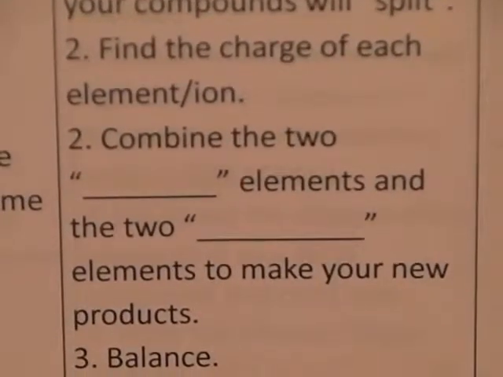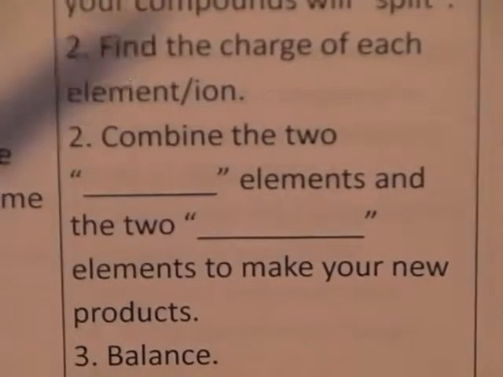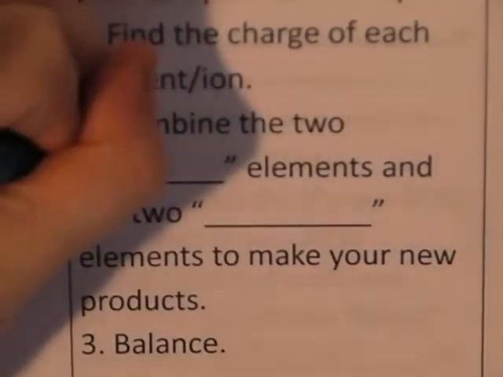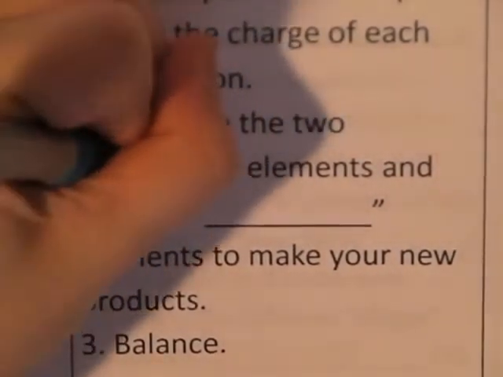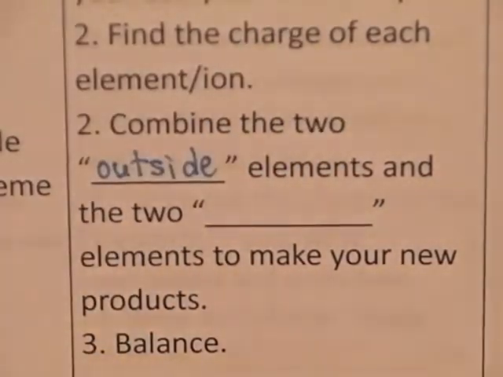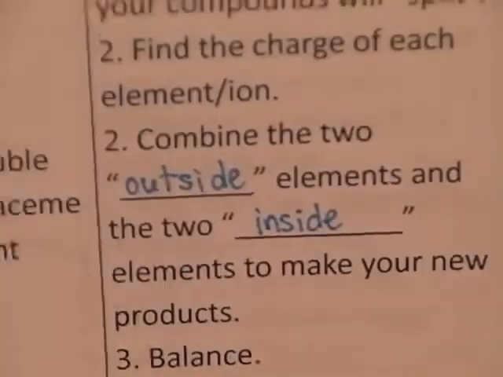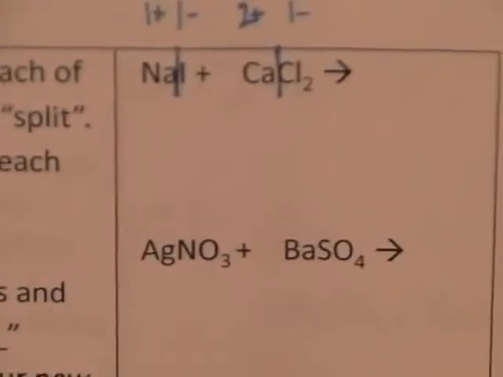Next step, it says combine the two outside elements and the two inside elements to make your new products. This is kind of like the FOIL method that you learned in math. We're not mathing, don't worry, okay? But you can kind of think of it as FOIL. So we're going to do kind of half of FOIL. We're going to combine the two outside elements and the two inside elements to make your new products and then balance. All right, so let me show you what I mean by that.